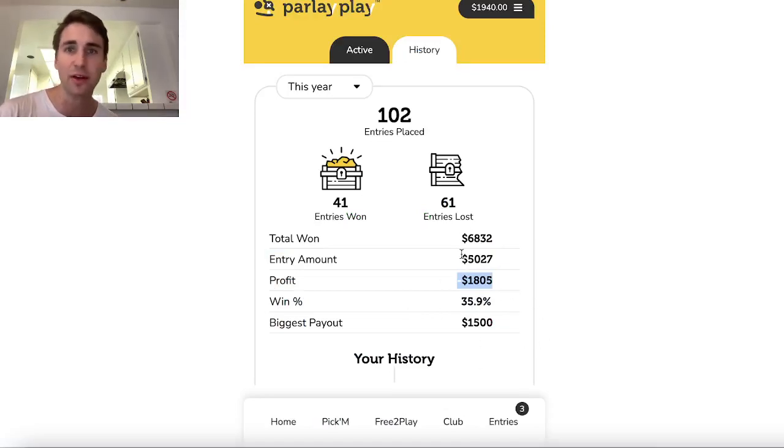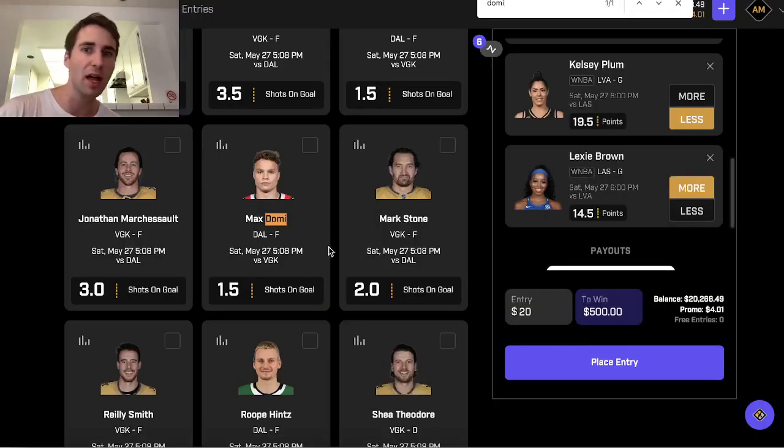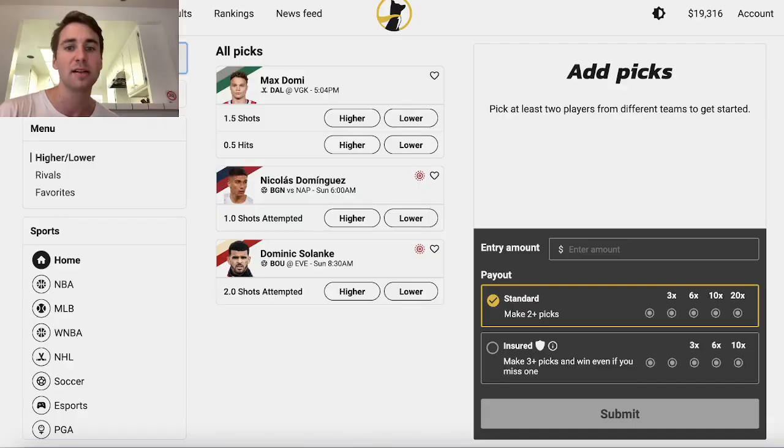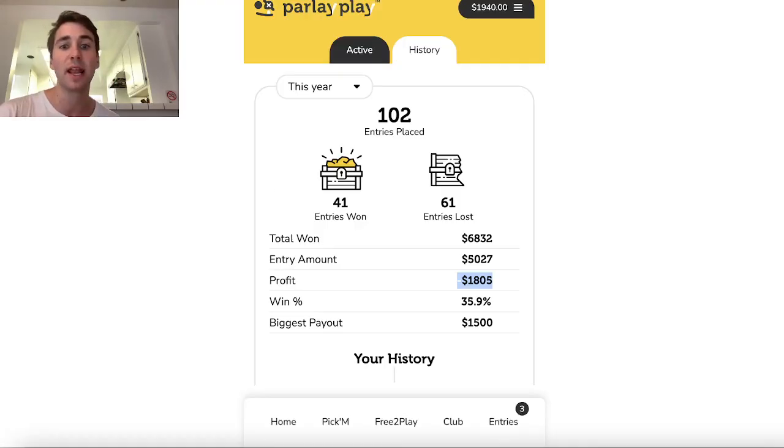You never know where the value is going to be. Sometimes there's a lot of profitable bets on Prize Picks. Sometimes it's Underdog Fantasy. Today it's Parlay Play. I'm up $1,800 in profit on this platform. So long story short, my recommendation to you as a sports bettor is if you want to make money, sign up for as many of these sportsbook accounts as possible.